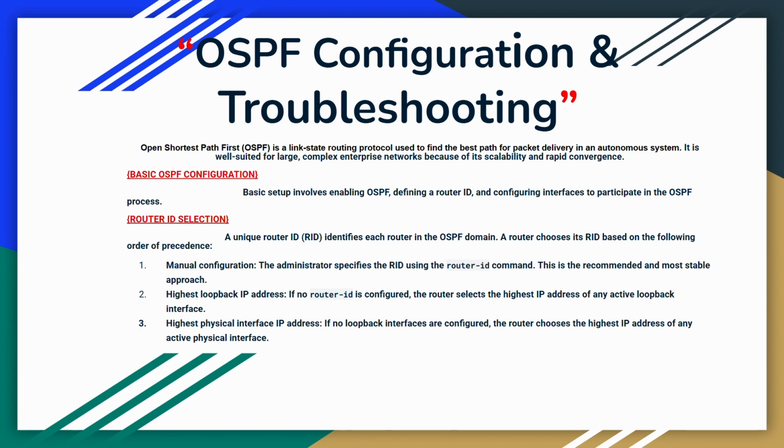Highest loopback IP address: if no router ID is configured, the router selects the highest IP of any active loopback interface. Highest physical interface IP address: if no loopback interfaces are configured, the router chooses the highest IP address of any active physical interface.